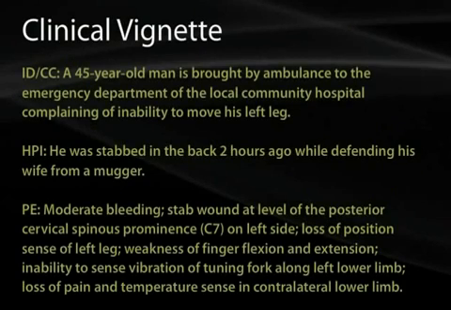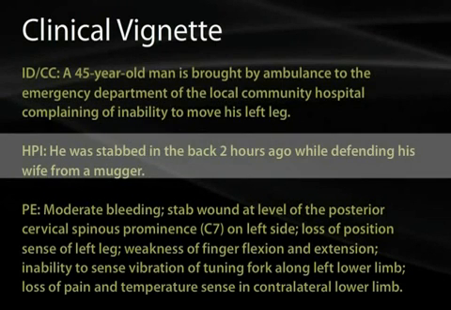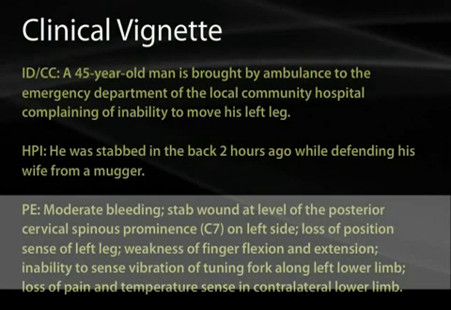Let's do a clinical vignette. A 45-year-old man is brought by ambulance to the emergency department of the local community hospital, complaining of an inability to move his left leg. He was stabbed in the back 2 hours ago while defending his wife from a mugger. On physical exam, you see moderate bleeding, a stab wound at the level of the posterior cervical spinal prominence, C7, of the left side, a loss of position sense of the left leg, weakness of finger flexion and extension, inability to sense vibration of tuning fork along left lower limb, loss of pain or temperature sense in the contralateral lower limb, the right side. So what would this be?